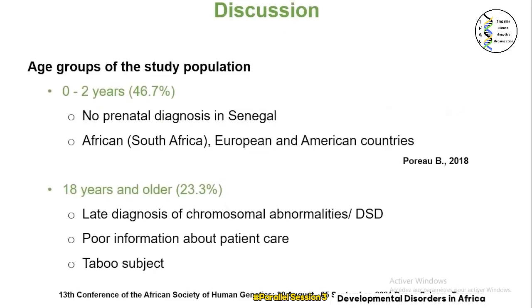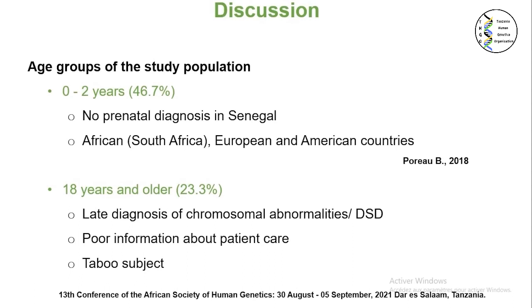Concerning the age group of our study population, the majority of our patients were between 0 and 2 years. Their conditions were diagnosed at birth because we don't have prenatal diagnosis in Senegal, while in certain countries like South Africa, European or American countries, prenatal diagnosis is done for chromosomal abnormalities.